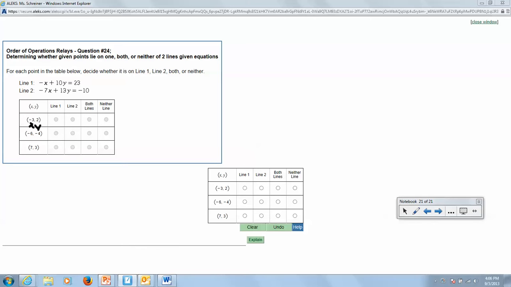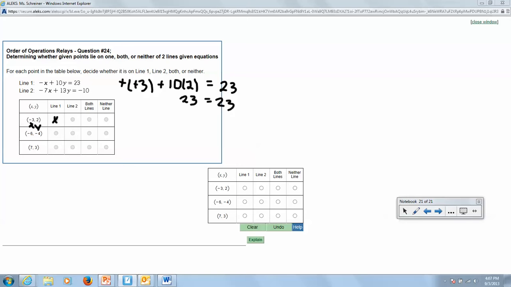So -3, when it goes into a negative x spot, you have to be careful because that's technically two negatives. So that would end up being a +3. And then 10 times 2 equals 23. Well, 3 plus 20 does equal 23. So this one works out. So we know for sure it works for line 1. Now let's try line 2.